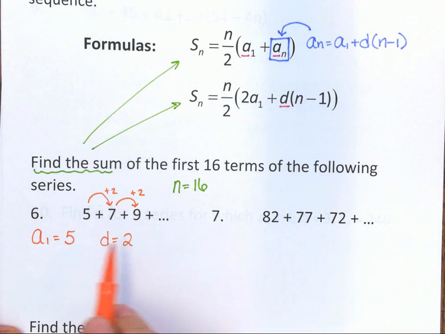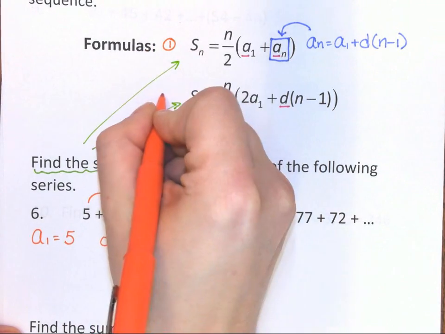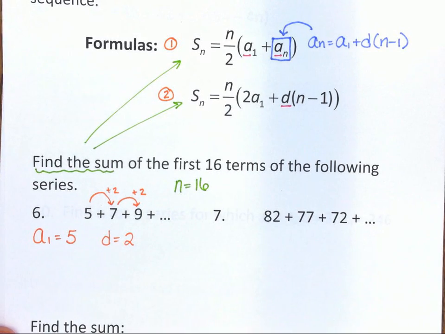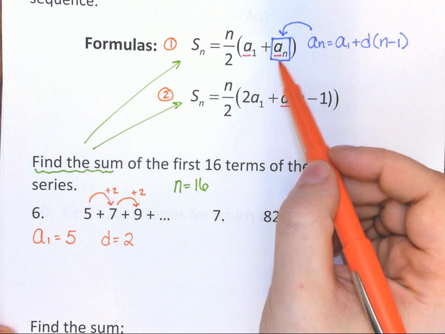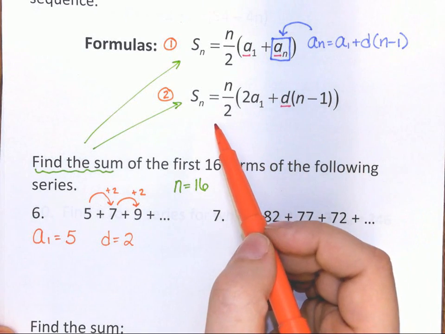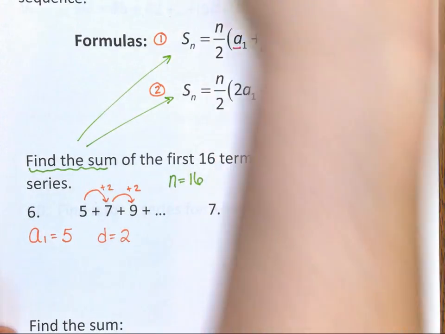So I have A, I have D, and I have N. Do we want to use equation 1 or equation 2? 2 makes the most sense. Can you use equation 1? Yes, but you have to find A sub n first. But if I use equation 2, all I'm going to do is plug things in directly as I see them.